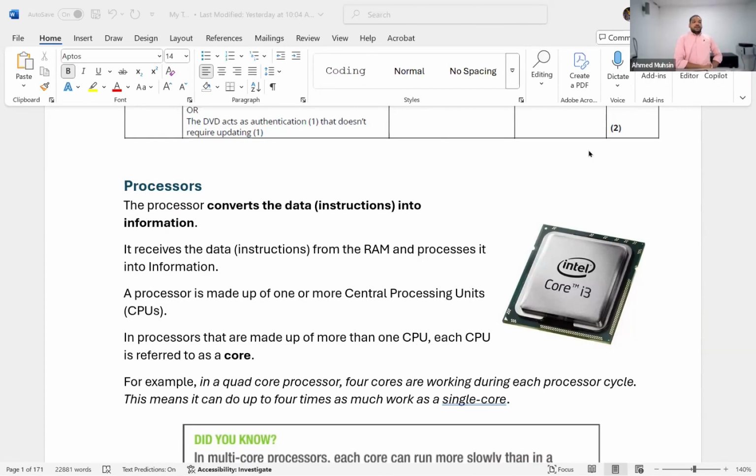Does anyone remember the unit that we use to measure the speed of a processor? We use hertz, right? But what is the problem with hertz?